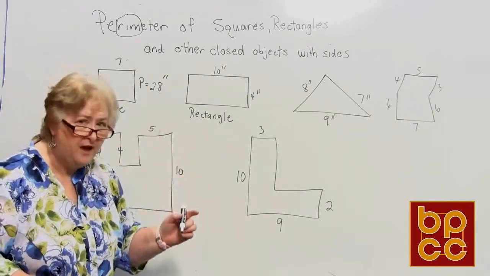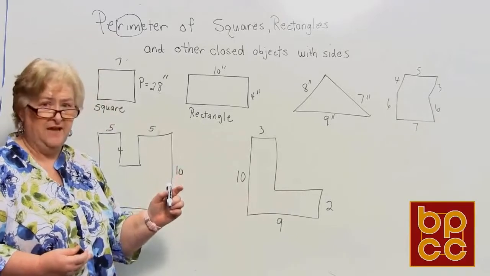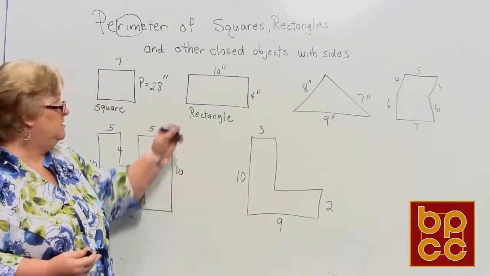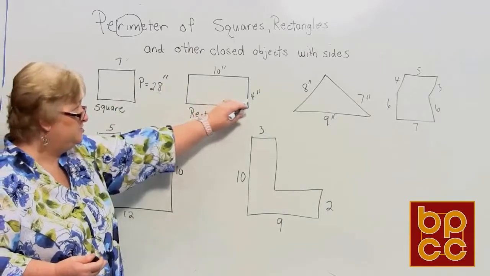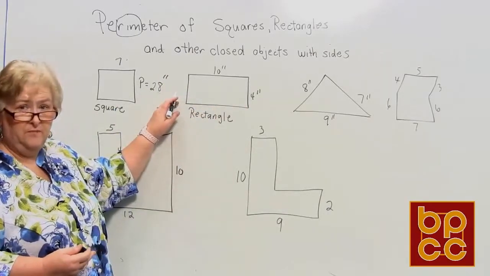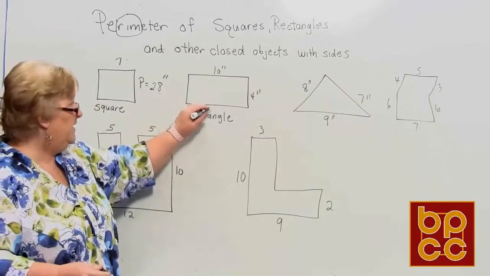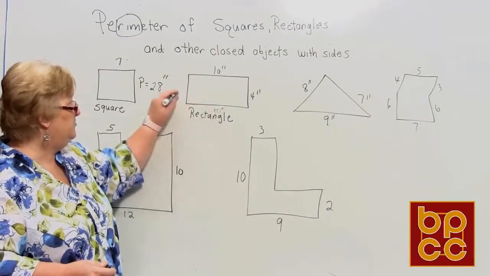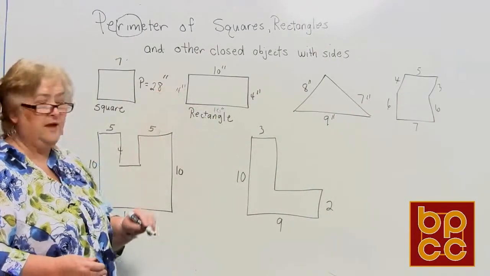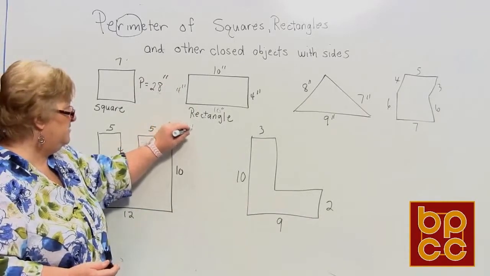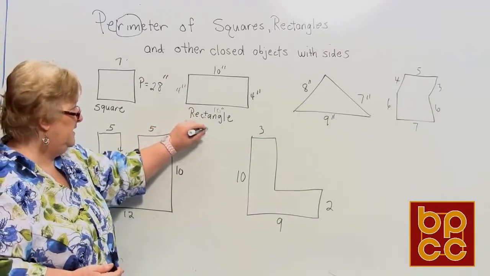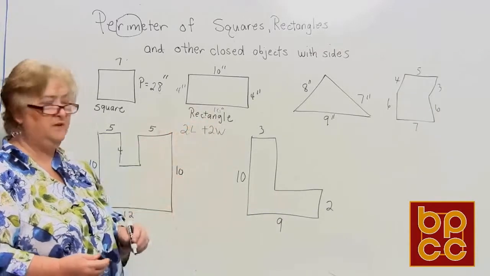We don't have to identify all sides because the opposite sides on a rectangle are the same length. So if this is 10 inches, I know this is 10 inches. And if this is 4 inches, I know this is 4. But if you want, we can go ahead and label them so you'll have all your numbers in front of you. Okay?